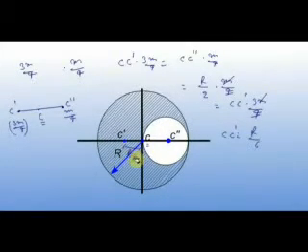So this length is r by 6. So the center of mass of the shaded region would be at a distance r by 6 from the center of the circular disk.